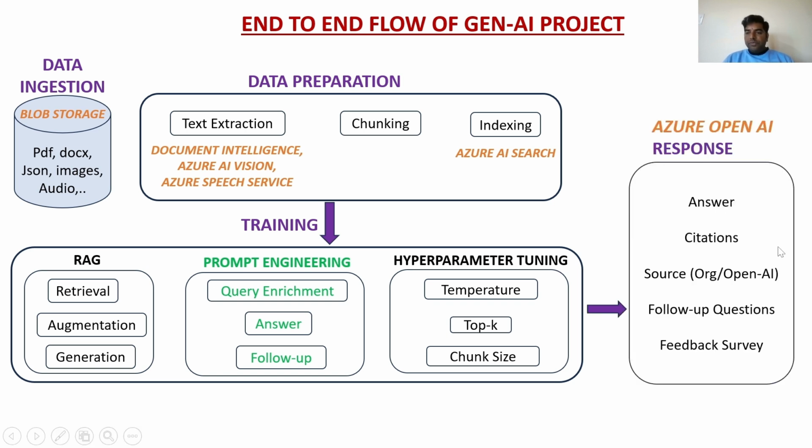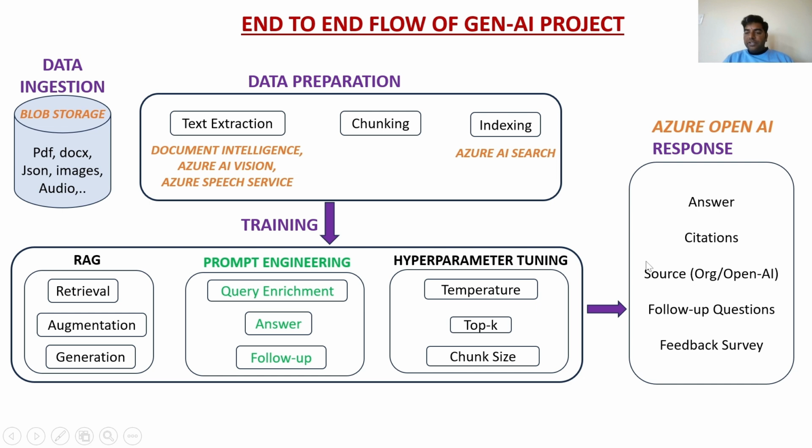Next comes the response, and the response that we get in case of Azure is from Azure OpenAI. This response comprises these five parts. One is the answer that we have configured using the answer prompt. Next is the citations. When we give an input and get the response, the response comes from one of the documents that we have ingested. These citations specify exactly which document we picked that answer from.